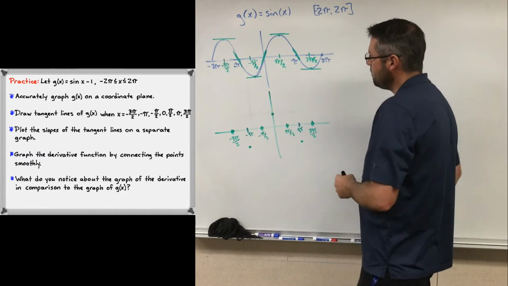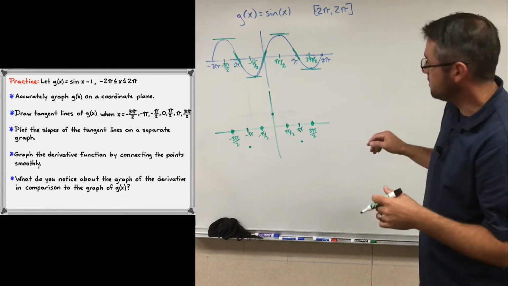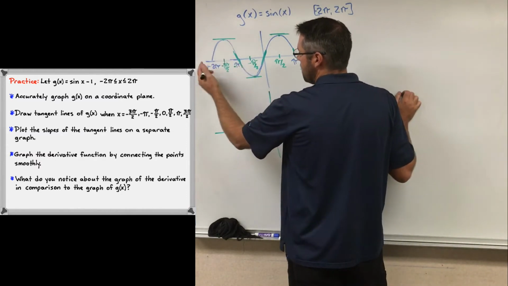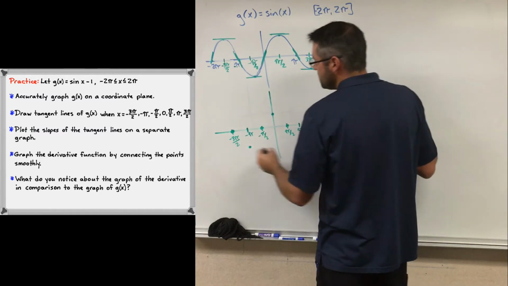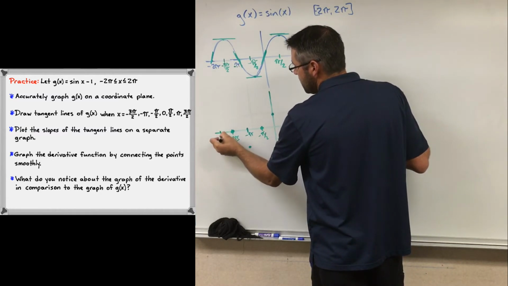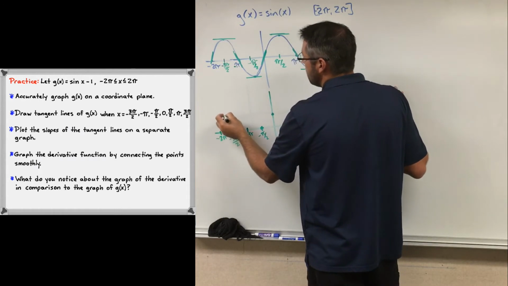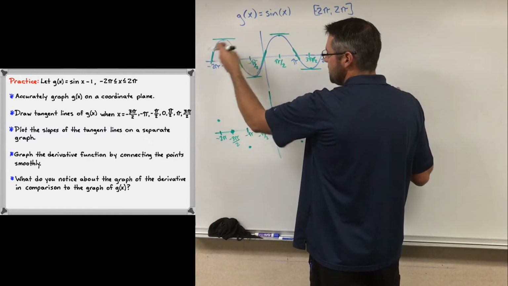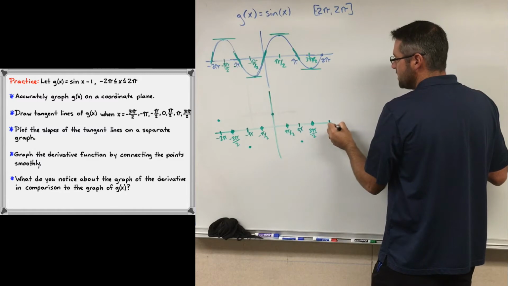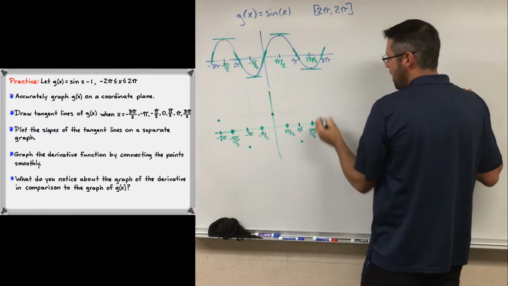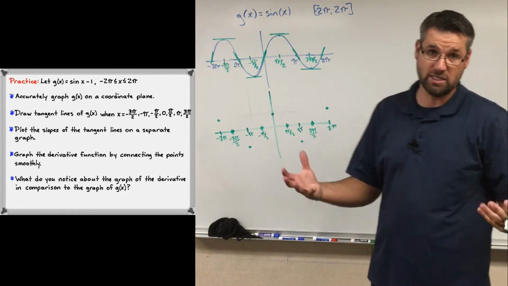Okay? And then we can look more at the endpoints. We can kind of do that because we know this continues on. At 2 pi, we can see that the function there is increasing, or negative 2 pi. So at negative 2 pi, we can say that we have another positive value for the derivative. Positive slope for the function means positive value for the derivative. And then over here at 2 pi, we can see the same thing again because we have a positive tangent line.